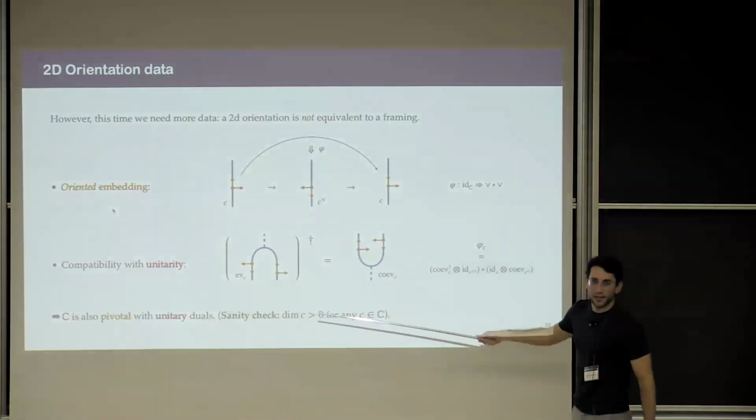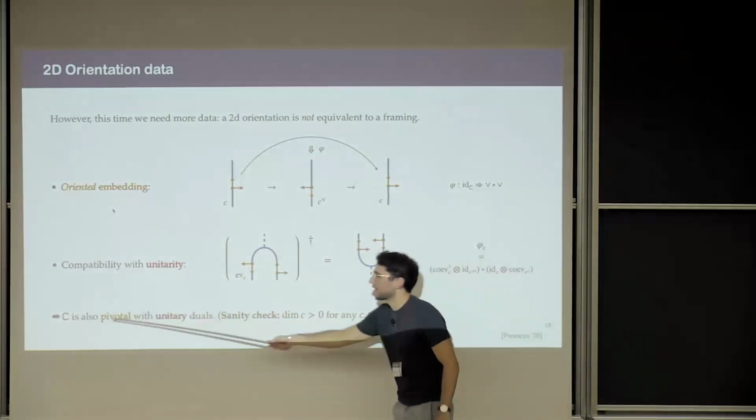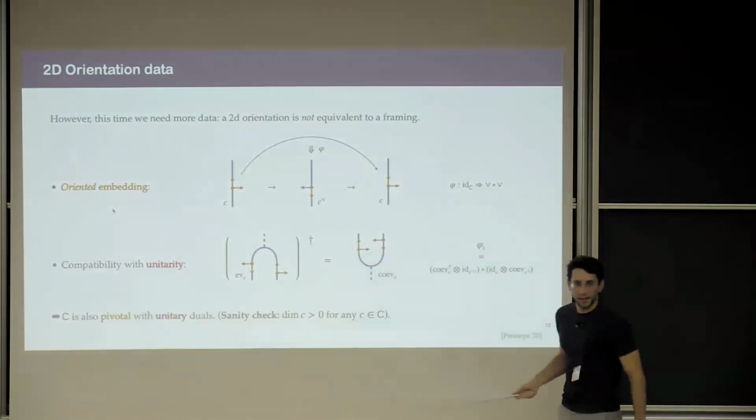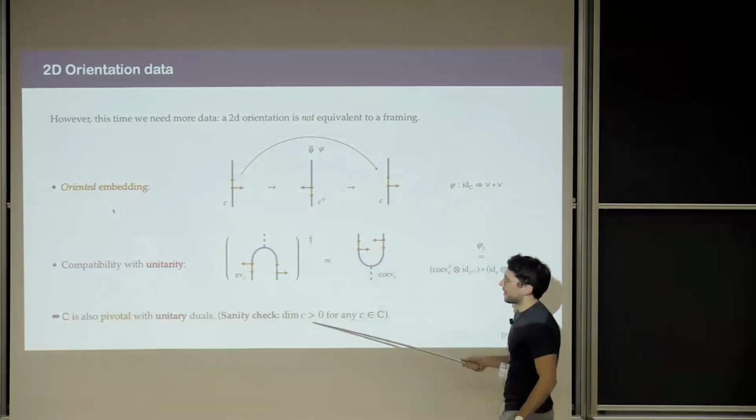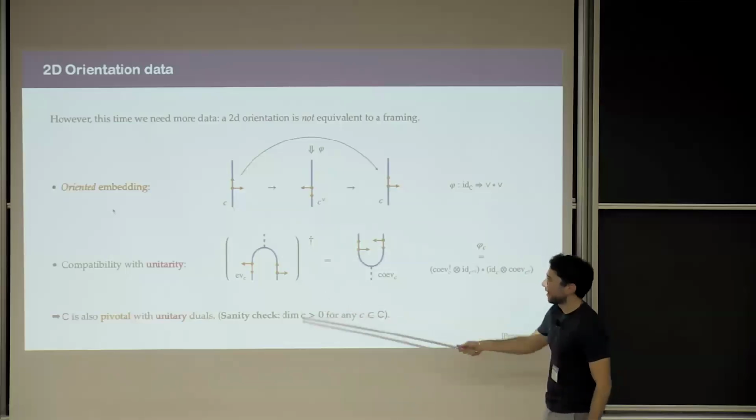You can do some sanity check just to be sure that the implication we get by asking something like this makes sense. For example, we're going to find that the dimensions of the simple objects in this fusion category are positive by asking for something like this.